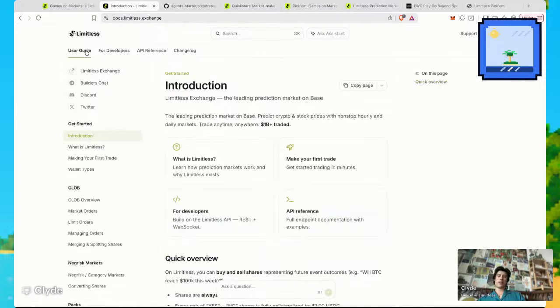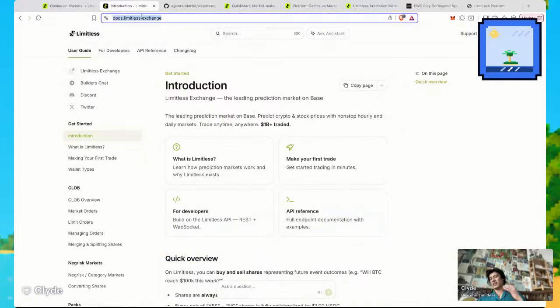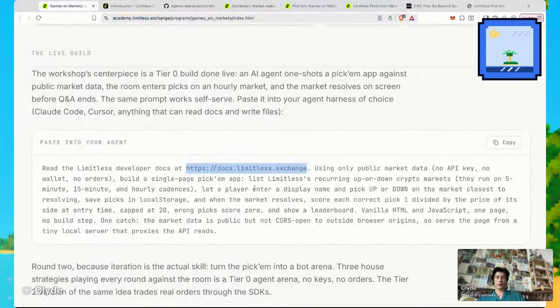As it is now, most agents can just visit the docs.limitless.exchange page and immediately use public market data, that is to say no API key, and build a single page pick'em app. This is going to list Limitless's recurring 5, 10, and 15-minute markets, and we can have players enter a display name, pick up or down on the market closest to resolving, and save picks in local storage.